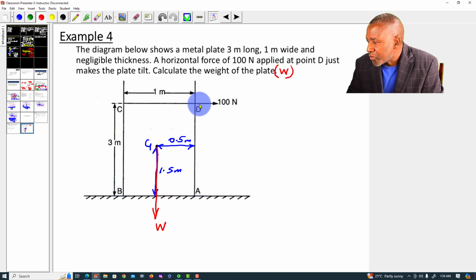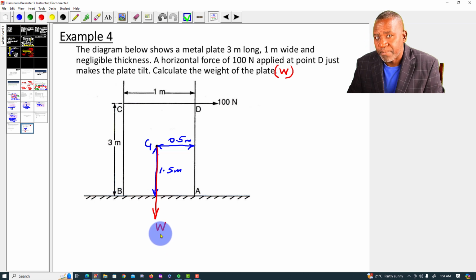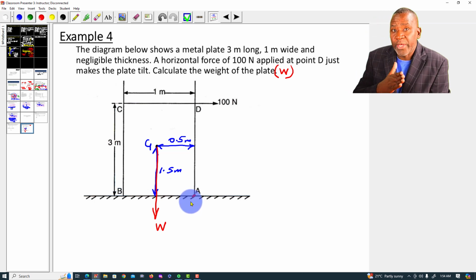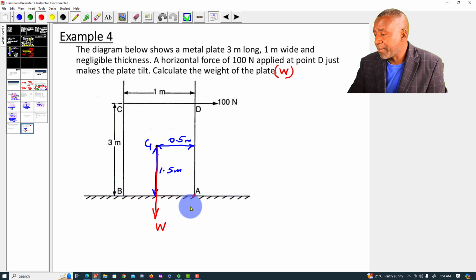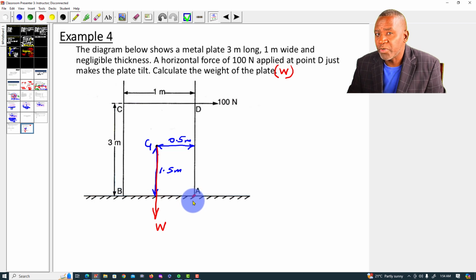What are the forces acting? There is this force of 100 newtons and there is this other force of W newtons. And this system is in equilibrium. Otherwise, it will turn about point A. Point A is the turning point. So, what do we do here? Since the system is in equilibrium, we are going to take moments about point A.